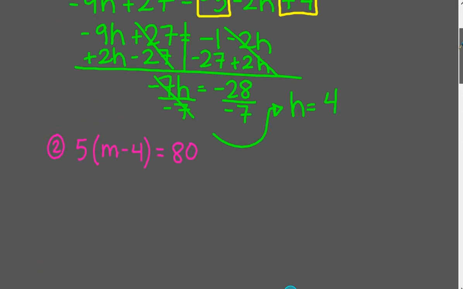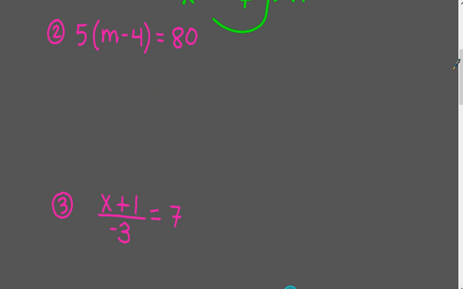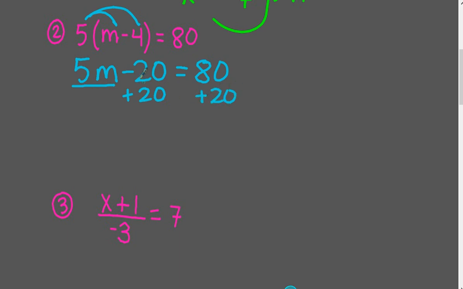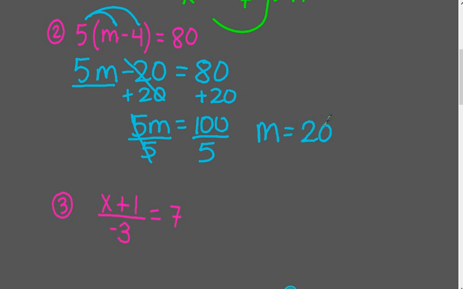Alright, let's try out this second one. Right here, we got 2 times, number 2. Here we go. Gotta distribute again. I get 5m minus 20 equals 80. Now I'm just going to isolate my variable. I'm going to try to get this guy by himself by adding 20 over here. So that goes away. I'm left with 5m equals 100. Divide both sides by 5. I get m equals 20.